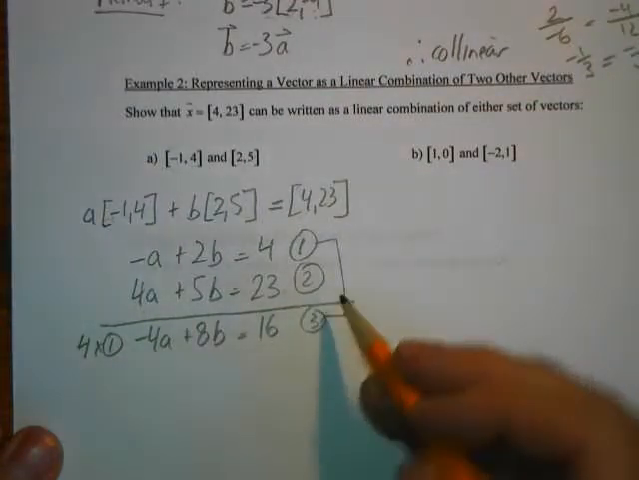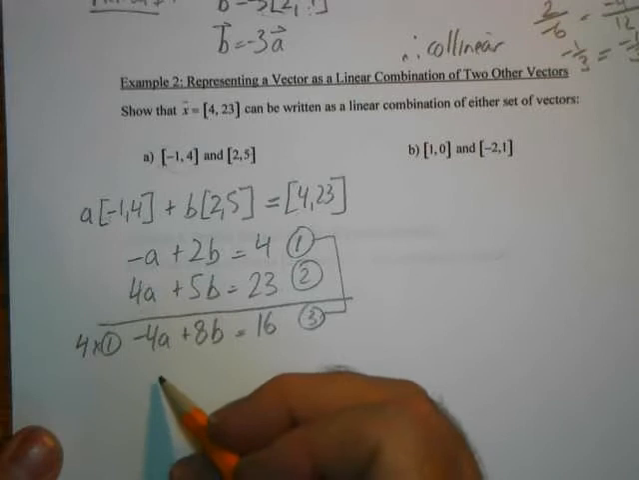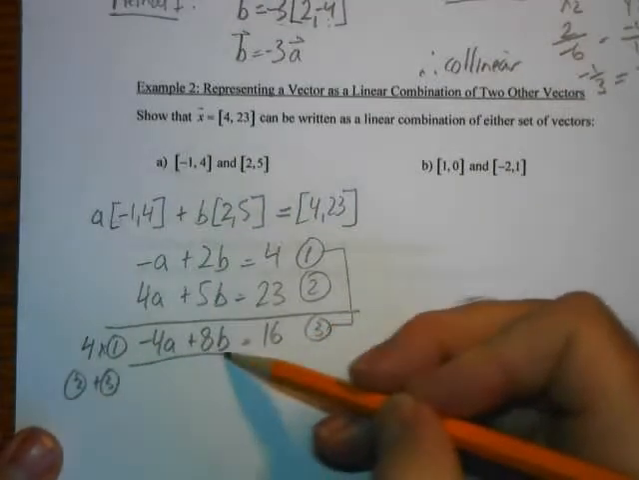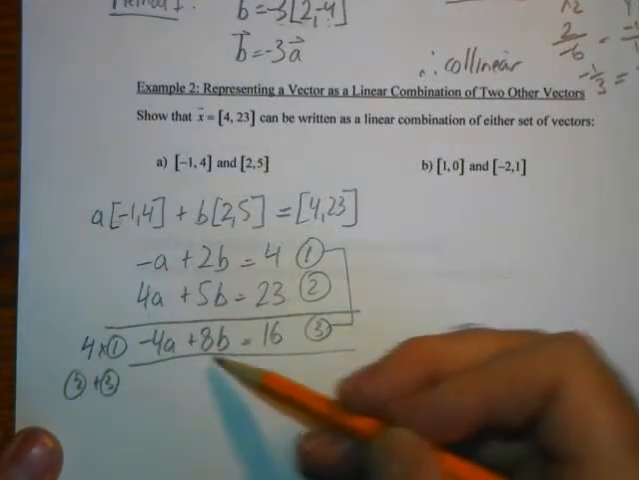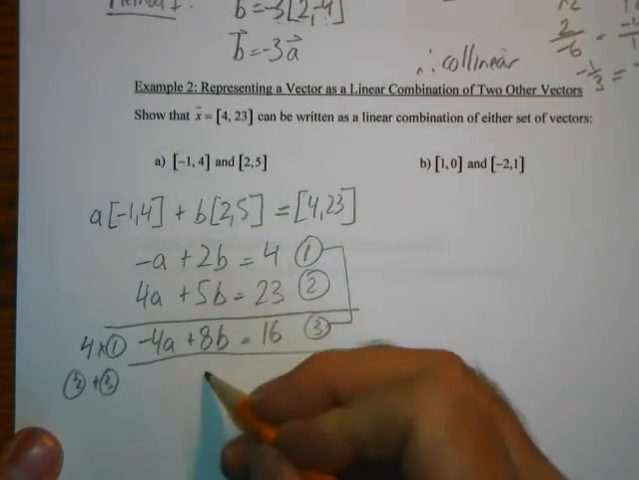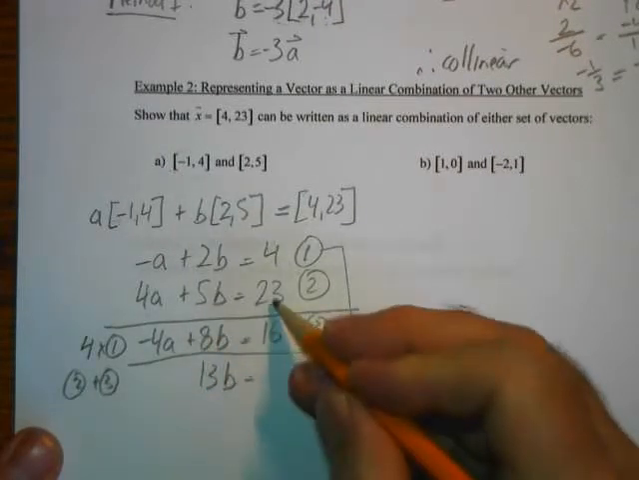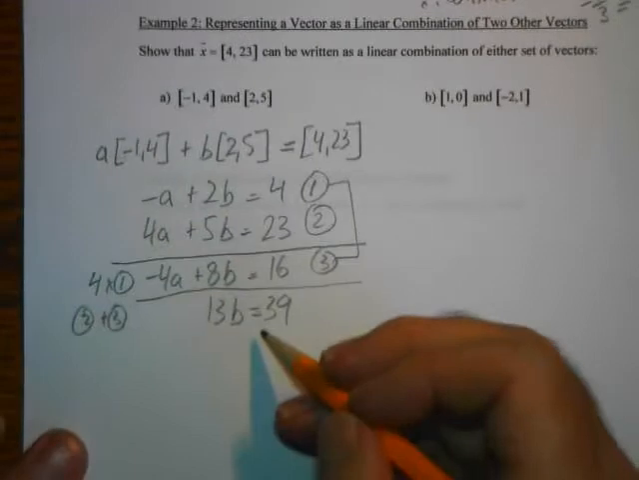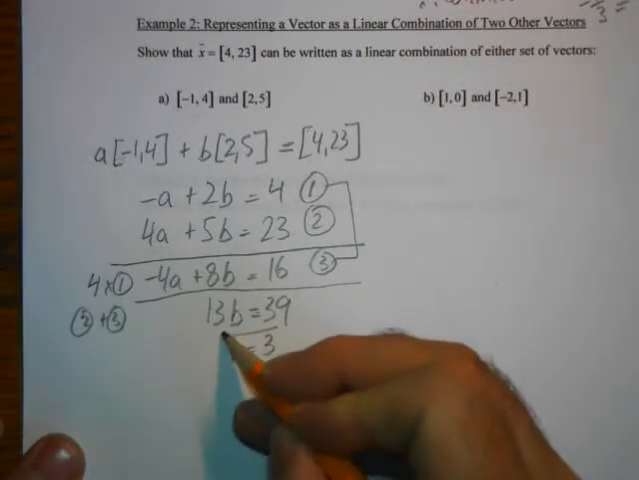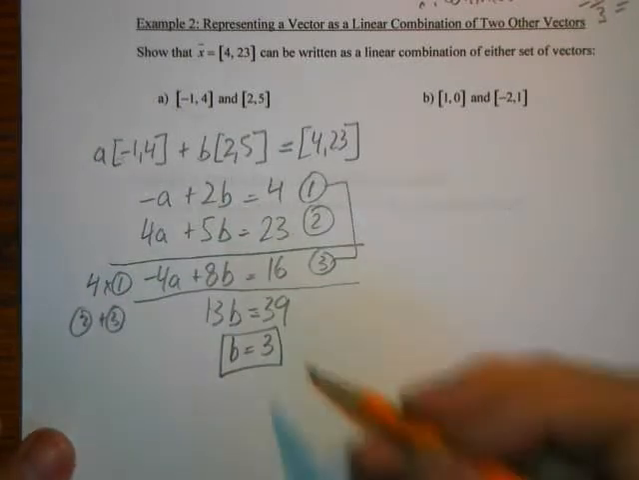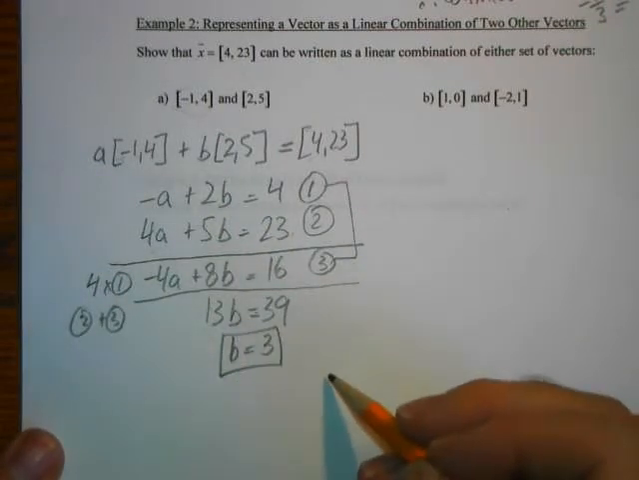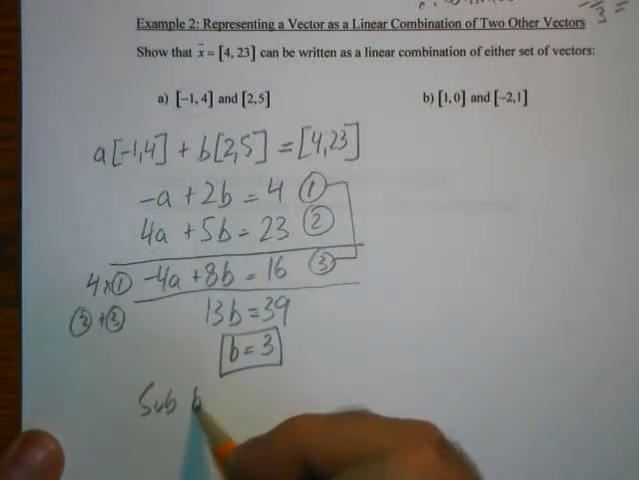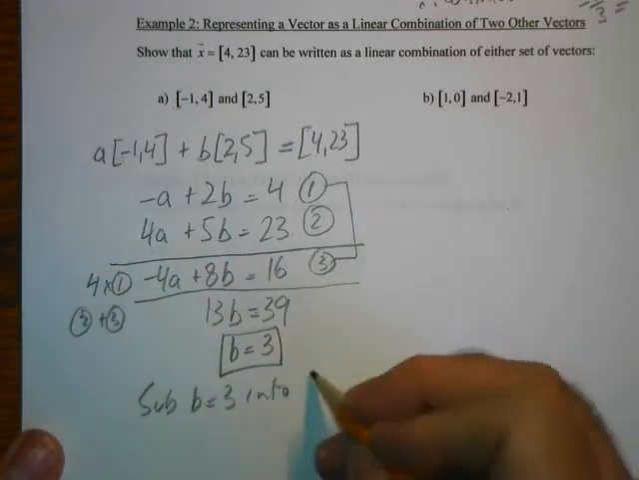And now I'm going to add equations 2 and 3 together. So 2 plus 3. So adding this way, 4a plus negative 4a, that's 0. 5b plus 8b, that's 13b. And 23 plus 16 is 39. And we can divide both sides by 13 and get that b is equal to 3. So we have our first scalar. So now it's just a matter of getting the second scalar by using the correct value of b. So I'm going to sub b equals 3 into equation 1.